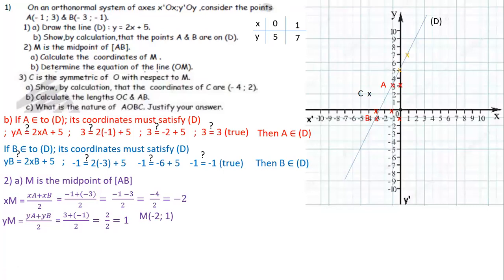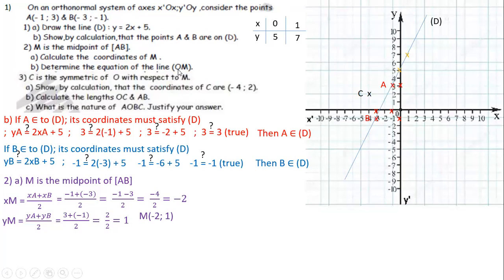Determine the equation of line OM. So here we should determine the equation of a straight line. Always, to determine the equation of a straight line, what do we need to find? First, we need to find the slope of the line OM. Yes, we should find the slope.